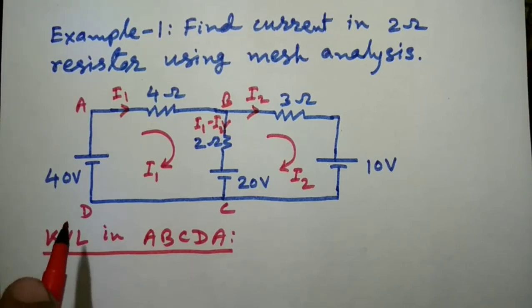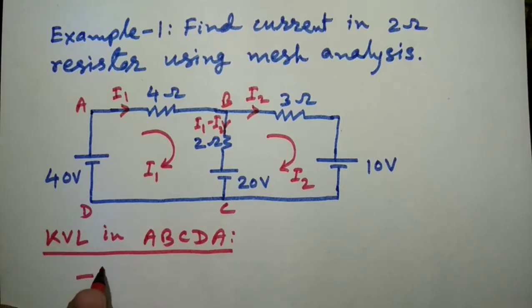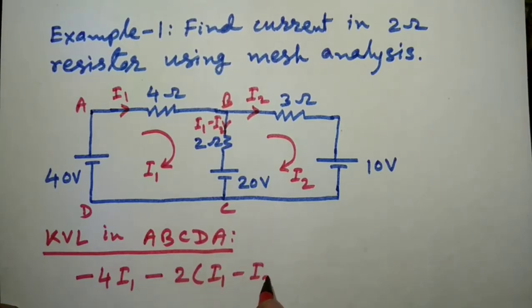If we start from node A, it will be minus 4I1, minus 2(I1 minus I2), minus 20 plus 40 equal to 0.